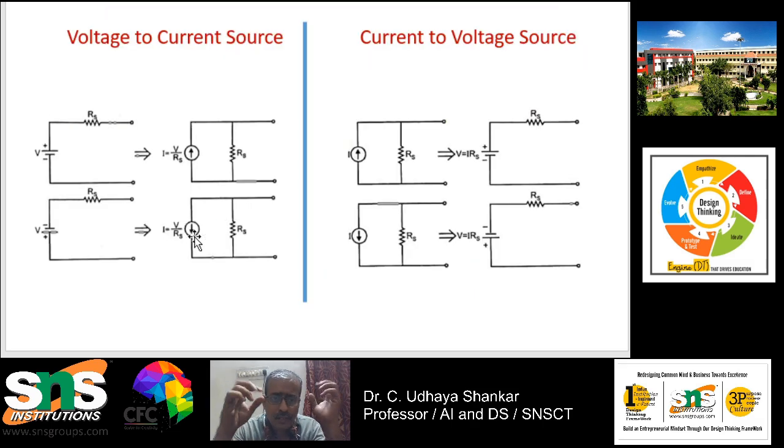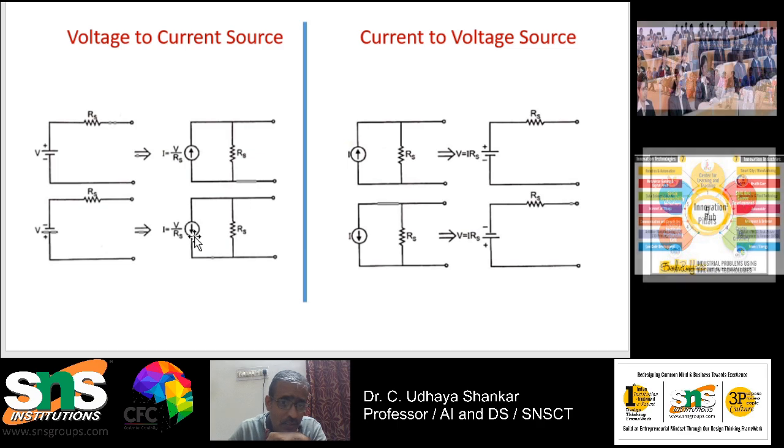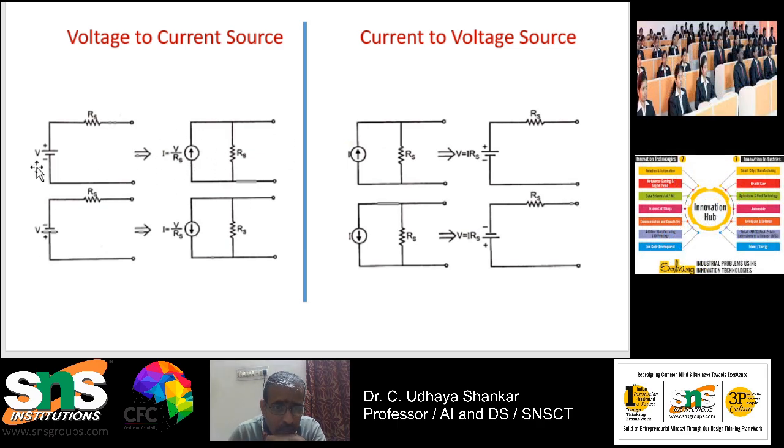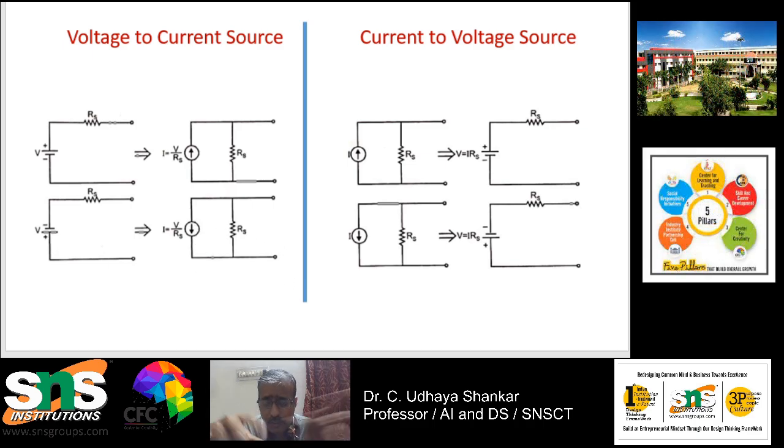Here you can see that, for example, if I have a voltage source along with a resistance Rs in series, and you want to convert that to a current source, then the magnitude of the current source will be I equal to V by Rs. V divided by Rs is nothing but I. This Rs has to be put in parallel with the current source. For example, if you have a positive voltage source, the arrow mark will be in the upward direction. If you have a negative voltage source, the arrow mark will be in the downward direction, that is, the opposite direction. So this is how the voltage to current source transformation takes place.